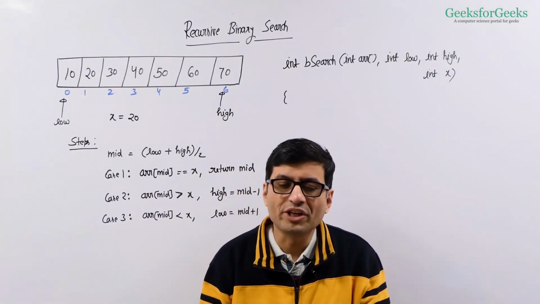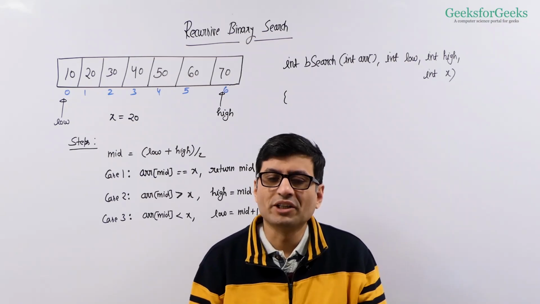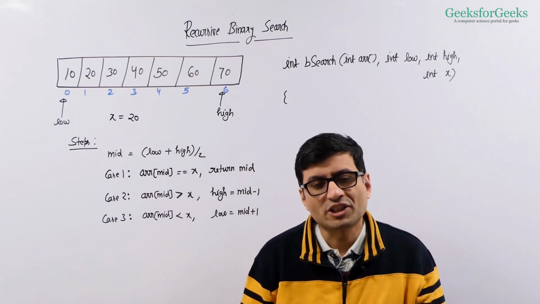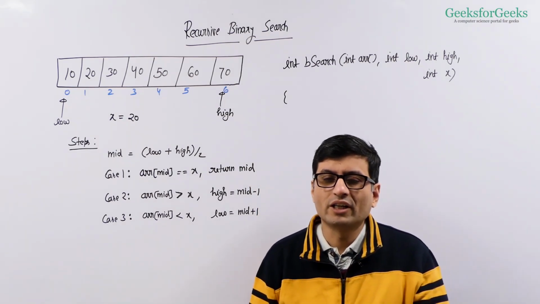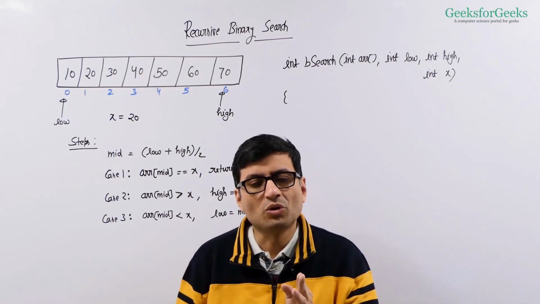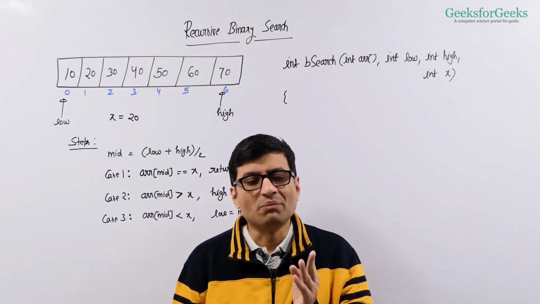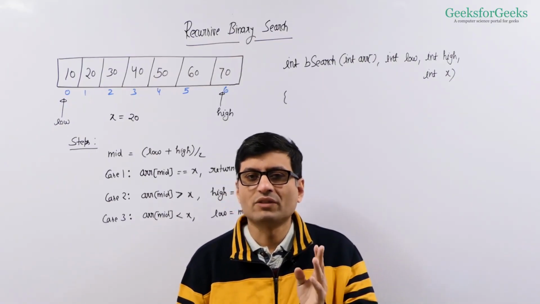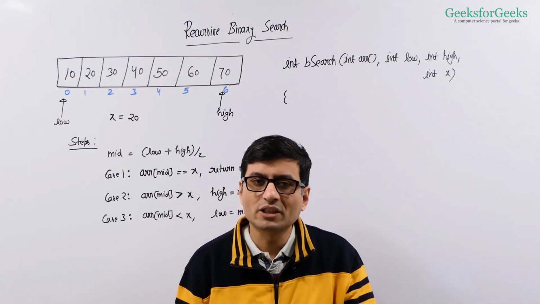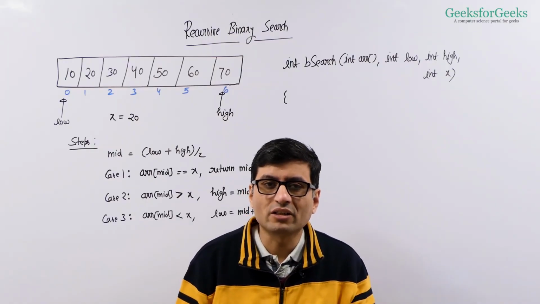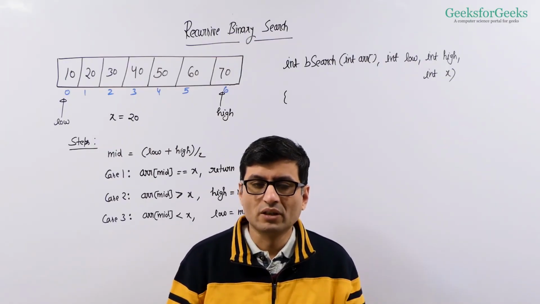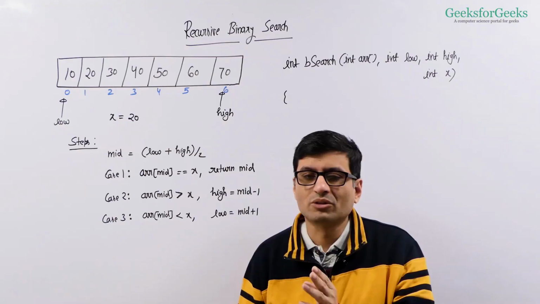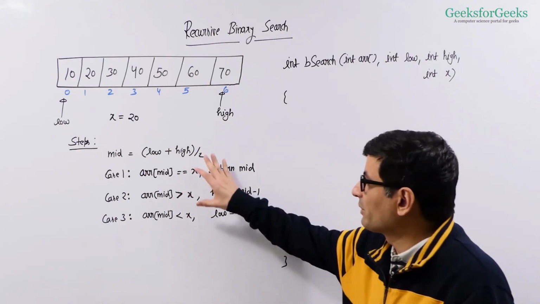Let us do a quick recap of binary search. In binary search, we search an element in a sorted array, and to search the element, we go to the middle of the array. We compare the middle element of array with the element to be searched. If they are same, then we stop our search. If middle element is greater, then we go to the left half. And if middle element is smaller, then we go to the right half. So we have three cases in binary search.